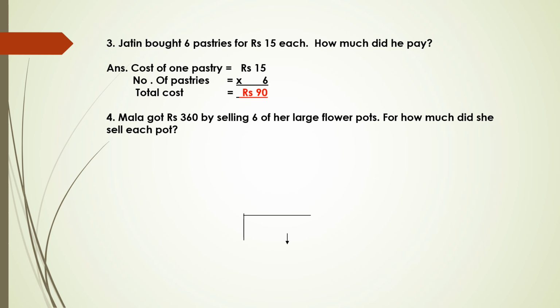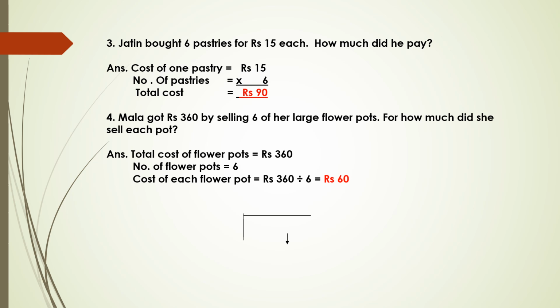Now the fourth question. Mala got rupees 360 by selling 6 of her large flower pots. Means the total money Mala has now is rupees 360 by selling her 6 flower pots. The number of flower pots is 6. So how much did she sell each pot for? So the cost of one pot you have to find out. So the total cost of flower pots is rupees 360 and the number of flower pots is 6. So you will divide, children. The cost of each flower pot is 360 divided by 6. So your answer is 60.